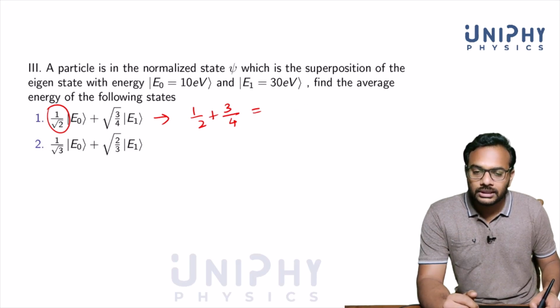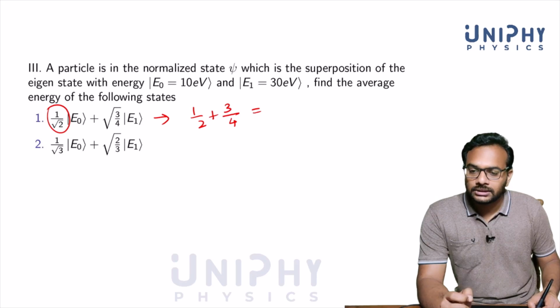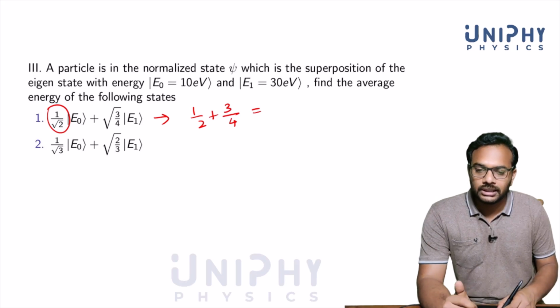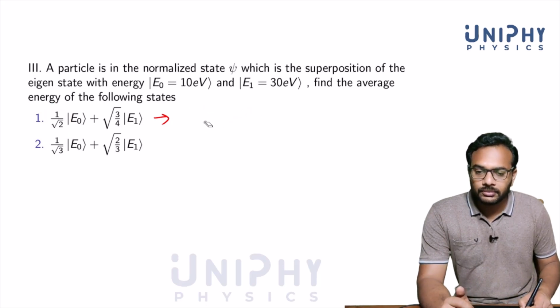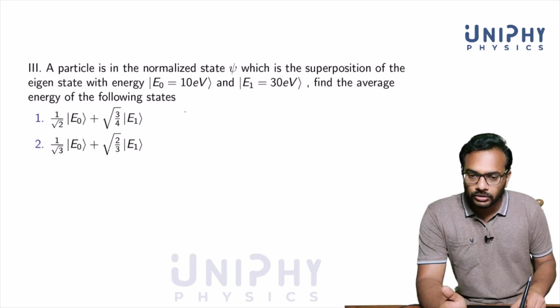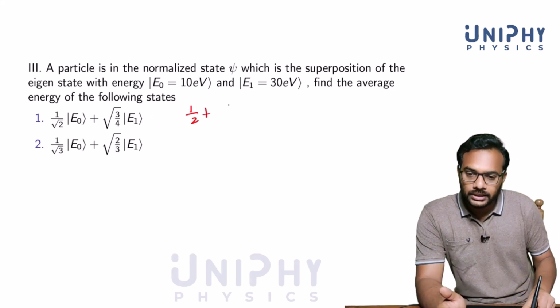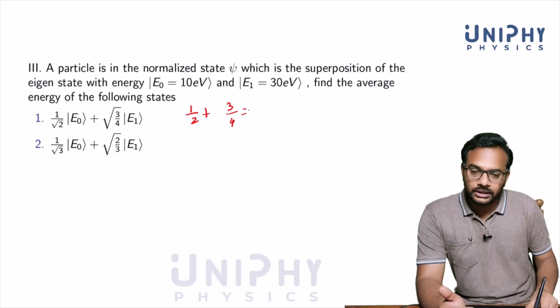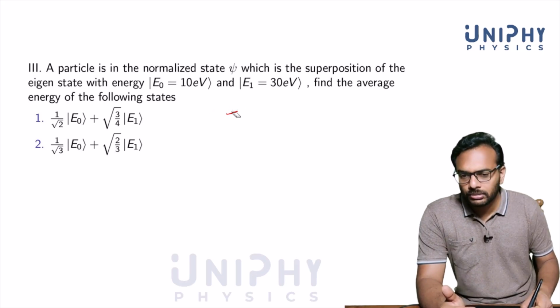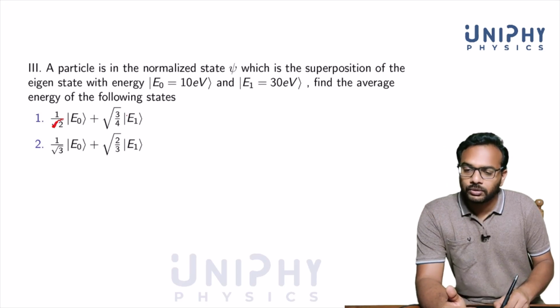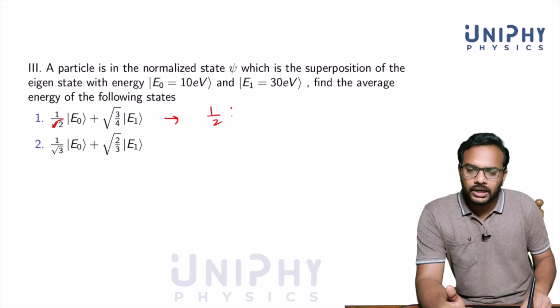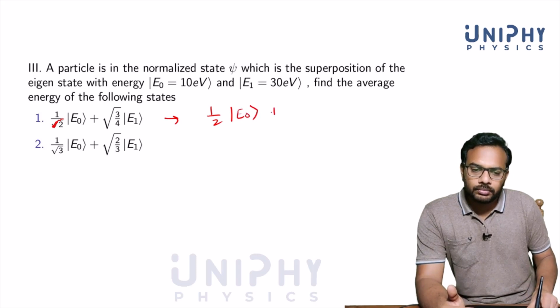3 by 4 plus 1 by 2. This is not normalized. So maybe we have to be a bit more careful here because the state is not normalized, since 1 by 2 plus 3 by 4 is not equal to 1. Maybe there's a problem with the question. If we put 1 by 2 instead of 1 by square root of 2, let's take the state as 1 by 2 E0 plus square root of 3 divided by 4 E1.